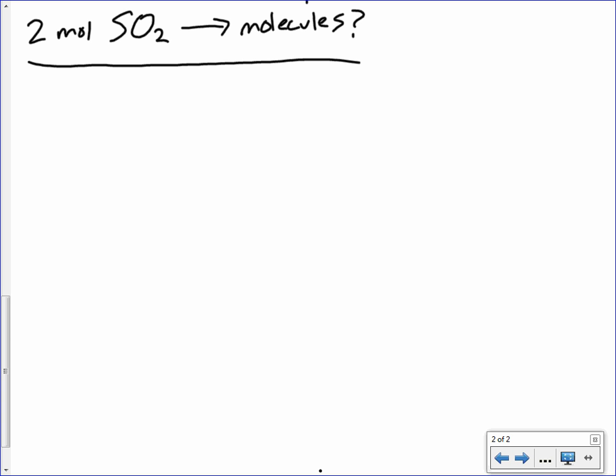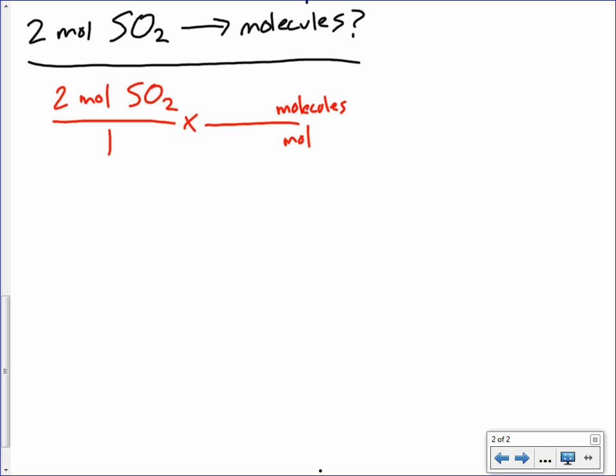So a lot of times when people look at this, it's just kind of a mind blower right off the bat because we haven't talked a whole lot about molecules and things like that. But this is really an easy problem, and you're going to do it the same way that you basically just did grams to moles. So let's go ahead and set it up. We have 2 moles of SO2. Moles down here, molecules up here. Moles are going to cancel. So now is where we get to the question. What is the conversion factor from moles to molecules?